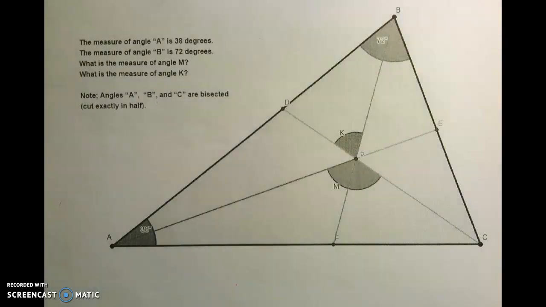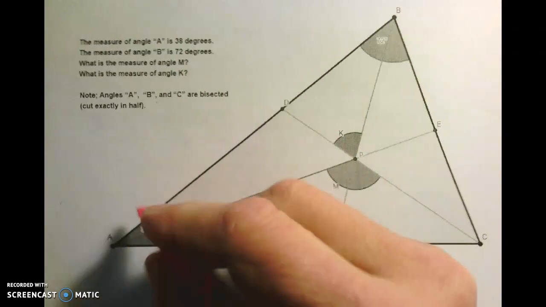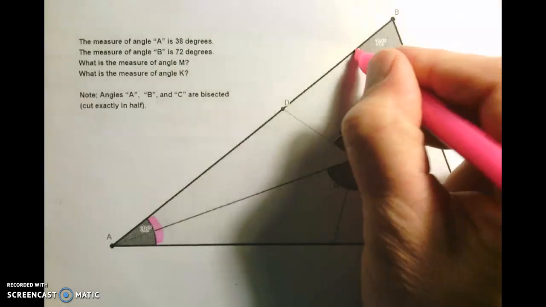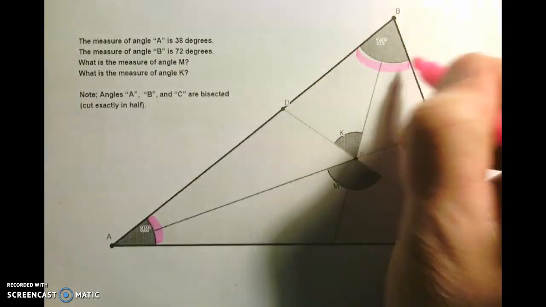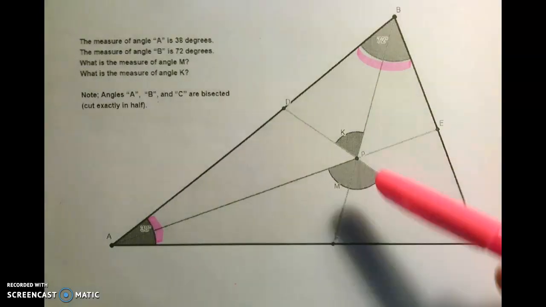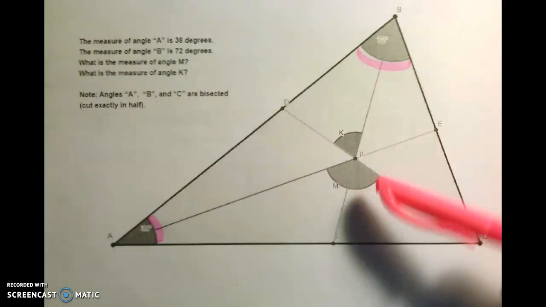All right, in this lesson, we are trying to find the missing angle of a triangle. And what they've given us is two of the angles in this triangle here. 38 degrees here, and this angle here is 72 degrees. But the missing angle is inside of here, and they've made all these other triangles.